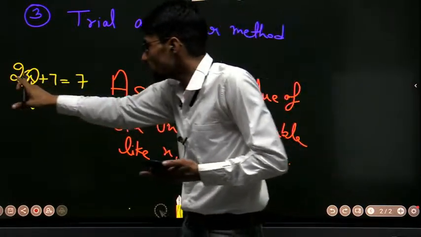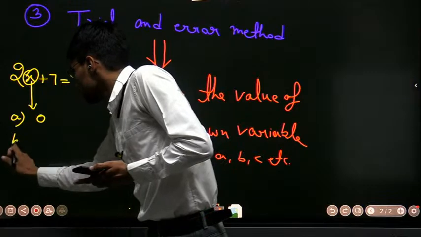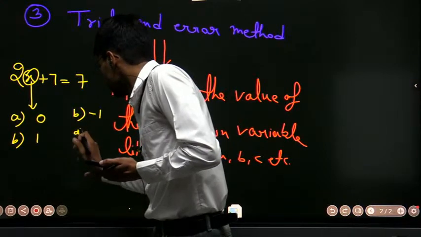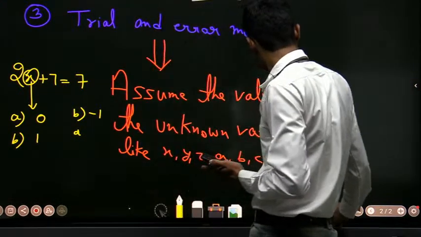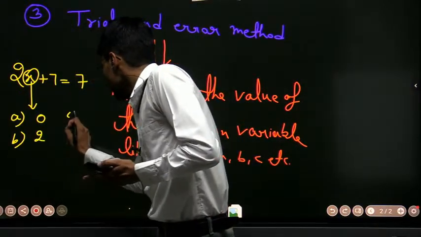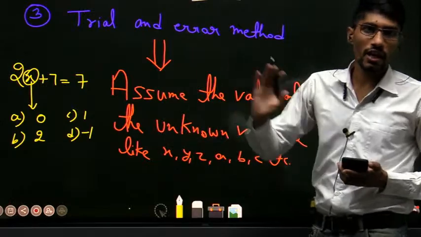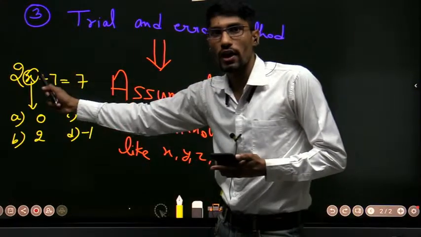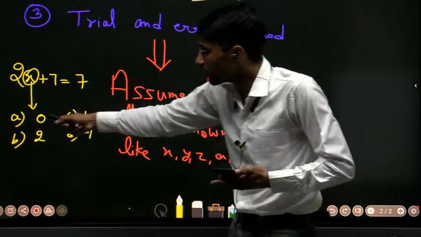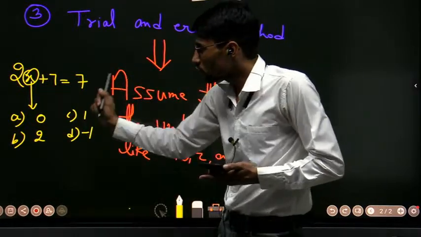Suppose that this question is given and I write 4 options there, and I am saying that you have to solve this equation and find the value of x. So by the help of trial and error method, here 4 values are given from A to D. How many values are given? 4 values are given. So what do you have to do there?